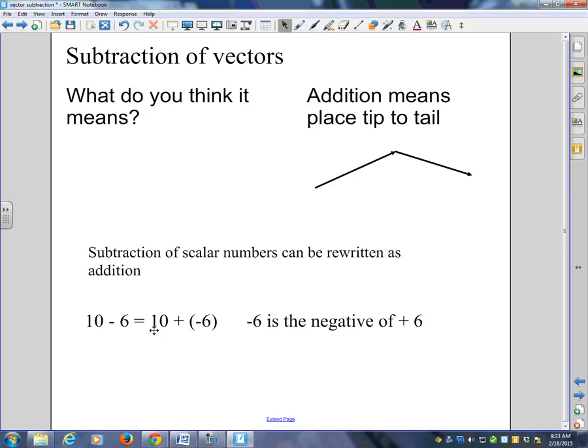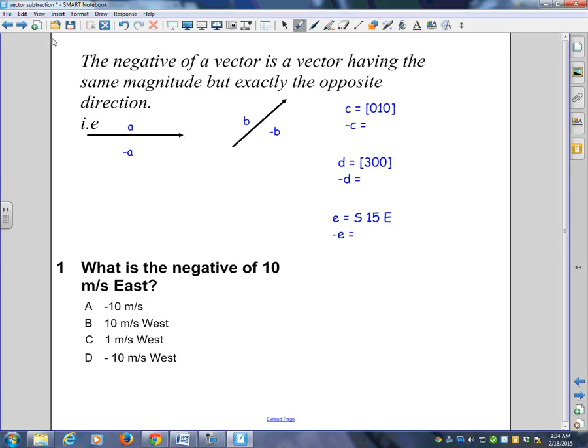10 minus 6 is the same thing as 10 plus negative 6. And would you agree with me that negative 6 is simply the negative of plus 6? So we are simply adding the negative, right? If you've taken any accounting, it's kind of like adding your debits and your credits. Same idea. The negative of a vector is a vector having the same magnitude, but exactly the opposite direction. That's all you have to do for vector subtraction.